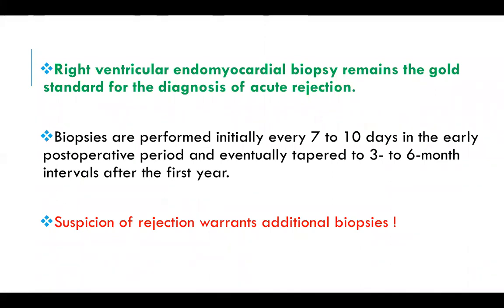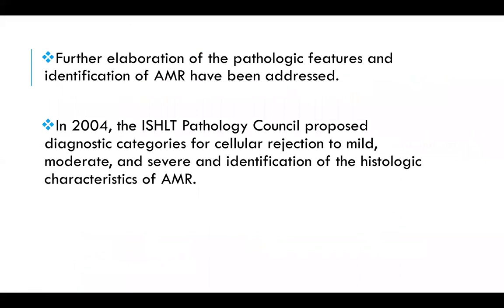Right ventricular endomyocardial biopsy remains the gold standard for diagnosis of acute rejection. Biopsies are performed initially every 7 to 10 days in the early post-operative period and eventually tapered to 3 to 6 months interval after the first year. In case of suspicion of rejection, additional biopsies are warranted. A further elaboration of the pathological features and identification of antibody-mediated rejection have been addressed.